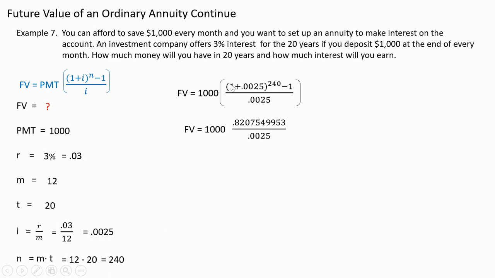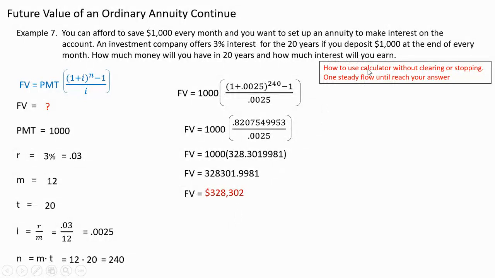Now, guys, we start by doing this first, which is that right there. Then we divide by 0.0025, and we get this right here. Then we multiply 328.301991 times 1,000, and it gives us 328,302. So this is how much money you're going to have in 20 years. Isn't that a lot of money, guys? Let's see how much money was actually interest.